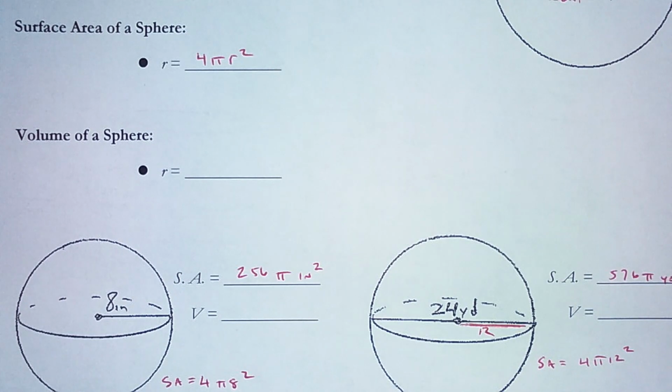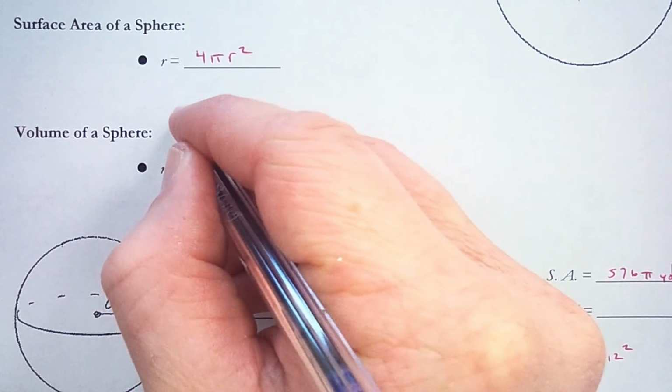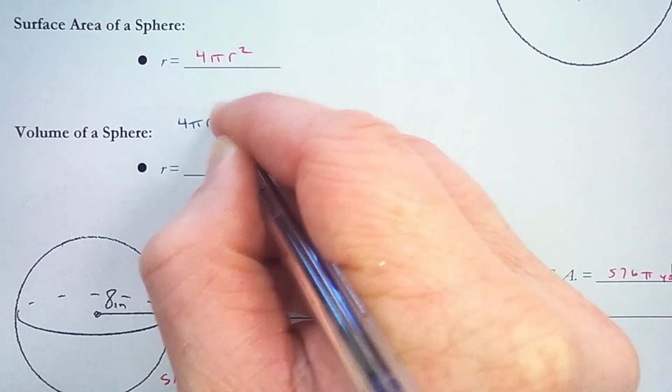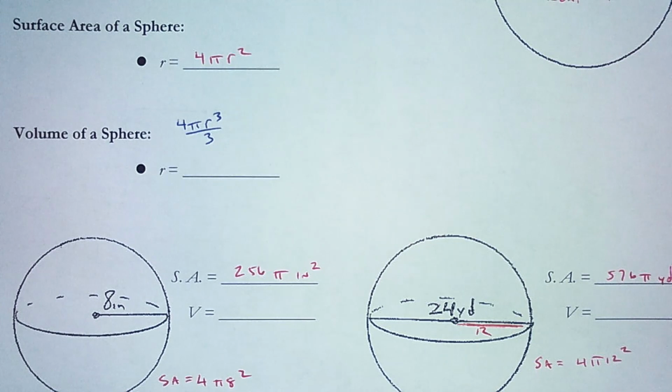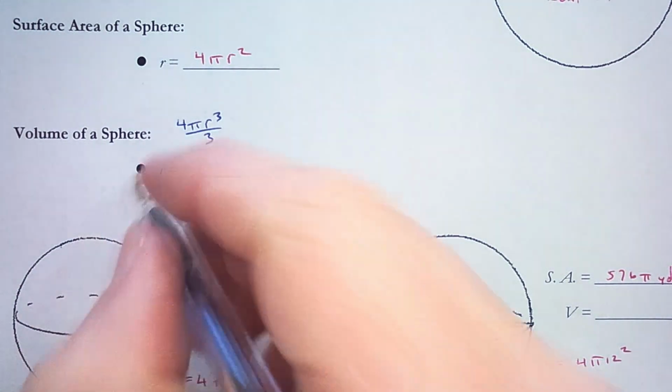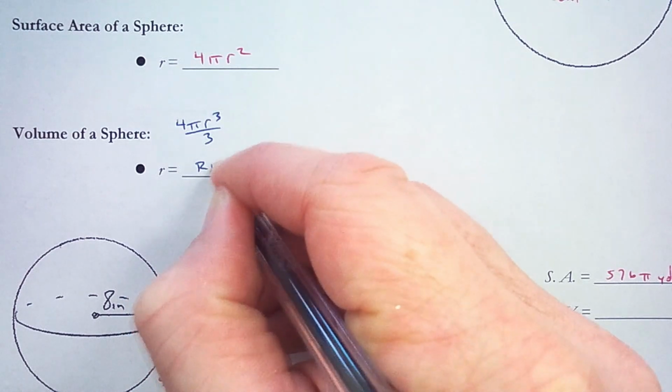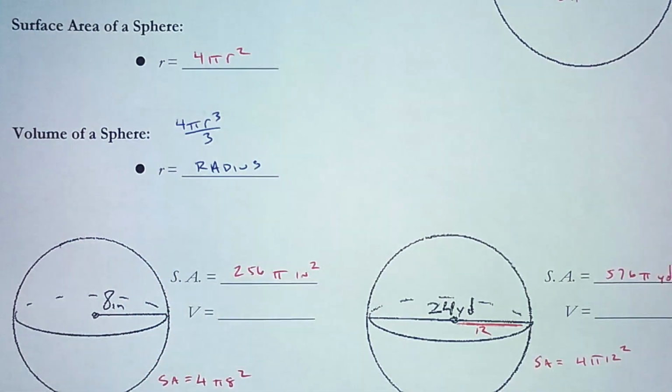Welcome back, everybody. In this video we will talk about the volume of a sphere. As you can see on this paper, we've already done surface area of a sphere, so I'll change to a blue pen here so we can differentiate between the two. So the volume of a sphere is found by this formula, 4 pi r cubed divided by 3. It can also be read as 4/3 pi r cubed, where r is the radius.